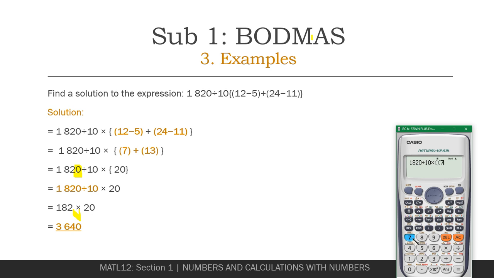let's do 7 plus 13. I just wanted it to be exactly the same. You still get 3640, and then you go to the next step again. 1820 divided by 10 multiplied by 20, still the same answer. So you see, as you go down, you can actually check this.